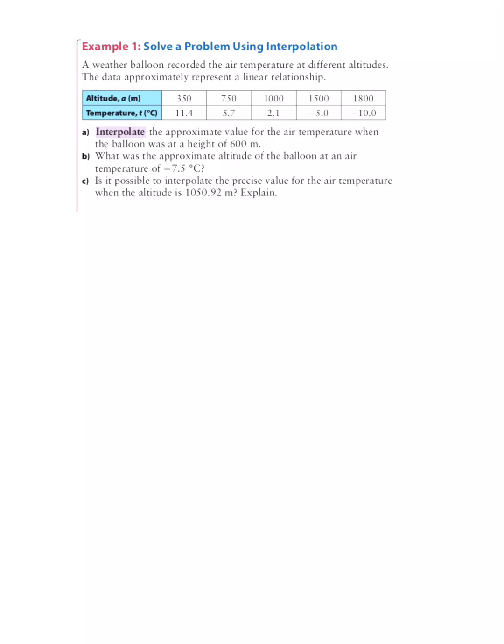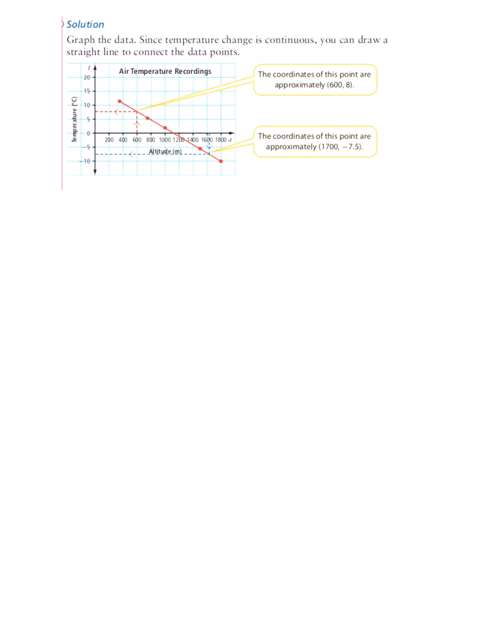So we have 3 questions we have to do. Interpolate the approximate value for the air temperature when the balloon was at 600 meters. Then we have to find the altitude when the temperature was minus 7.5. And then part C we'll do after. So I'm just going to jump to this data. So here is what the data looks like, and it's graphed for you. So this is the temperature on what we call the y-axis, and the x-axis shows the altitude. Okay, so we've graphed the data, temperature versus altitude, and so we'll now look at part A.